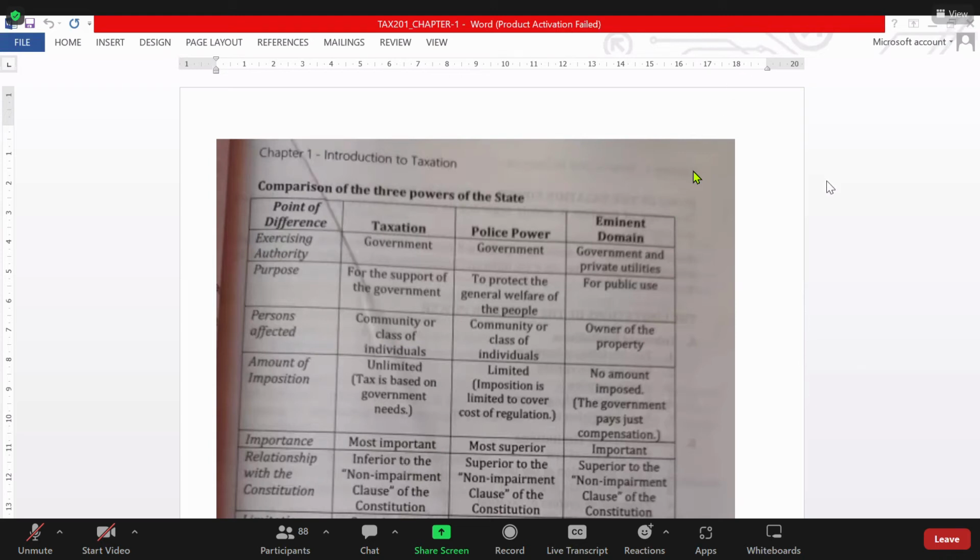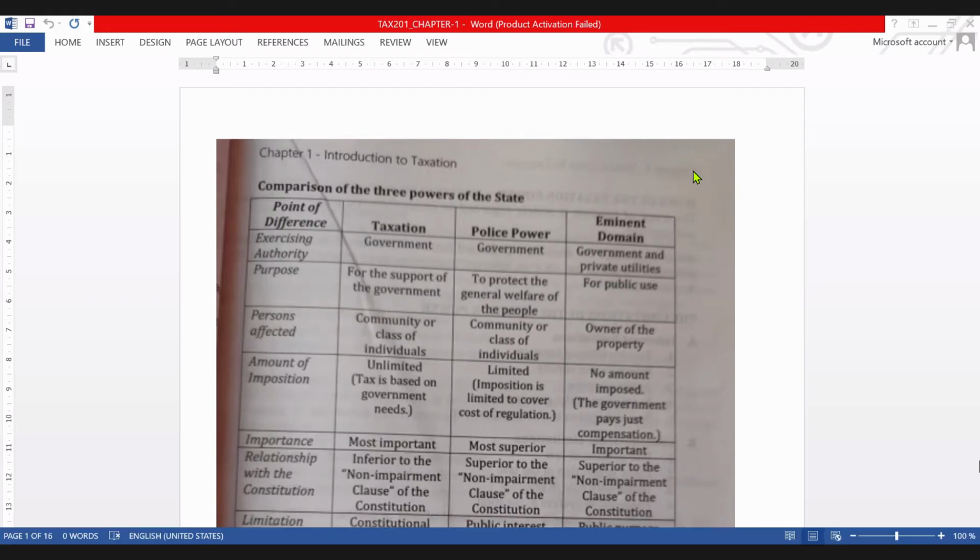Mutuality between the people and the government. Yes, the mutual relationship. Government providing what? Public services to the people, while the people are the ones providing taxes.